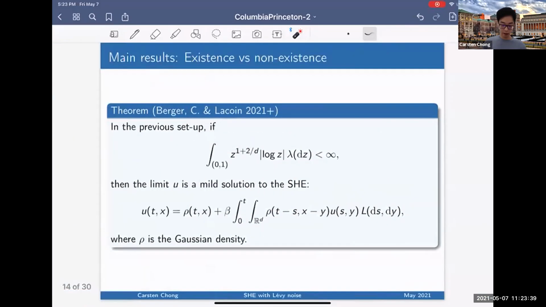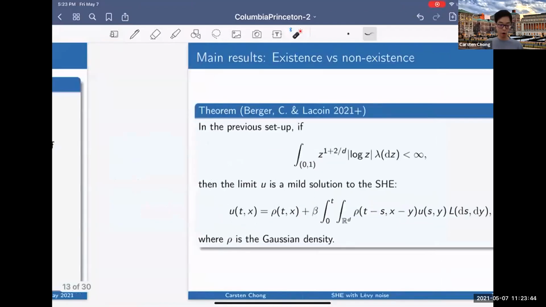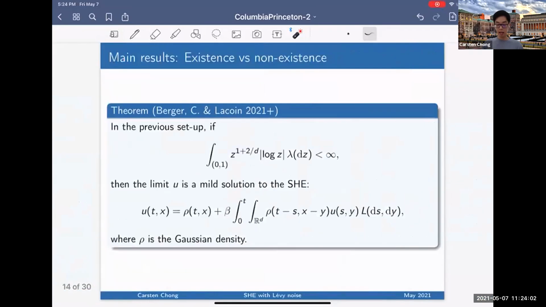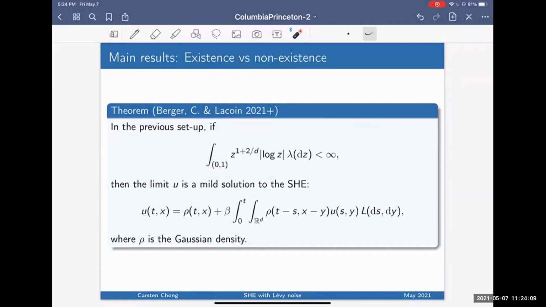Good. Next result. Let me go back one step. What we were able to prove here is just convergence of U^A to some limit. An obvious question is, of course, does this limit actually solve the stochastic heat equation? That's not guaranteed a priori. And that's actually true. Under this condition that we imposed, we can show that the limit actually solves the stochastic heat equation in the mild sense.